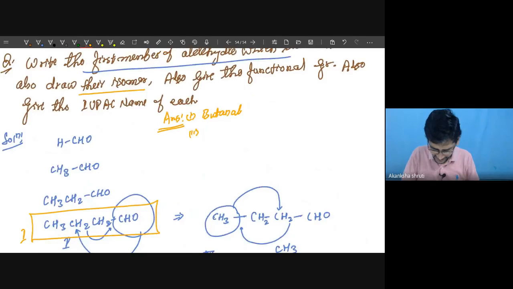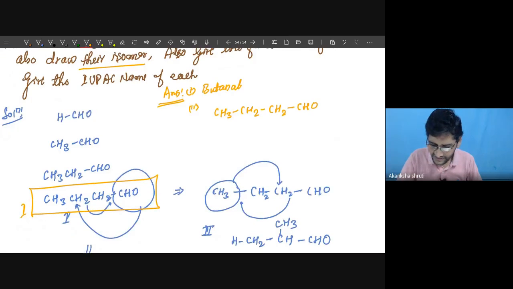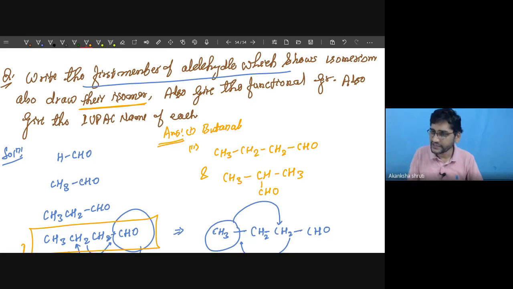For the second, you have to draw the isomers. You can draw in compact form also or in this open form. CH3, CH2, CH2, CHO, and the other one is CH3, bringing the CHO in between. It becomes like CH3, CH, CH3, with CHO. The second part is over. You have to write only this much.